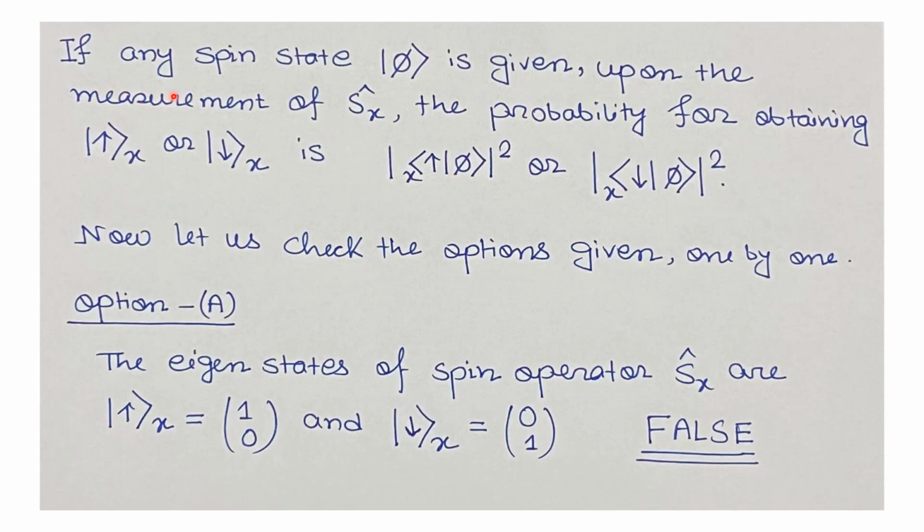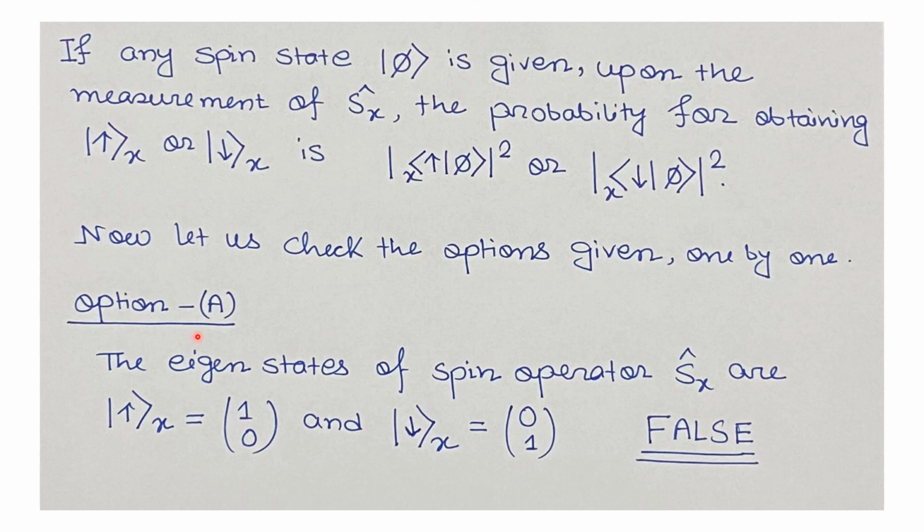Now if any spin state, that is the state ket of phi, is given, upon the measurement of the spin operator Sx cap, the probability for obtaining the up spin state or down spin state of the x component is mod square of the inner product between up spin and phi state, or mod square of inner product between down spin and phi state.